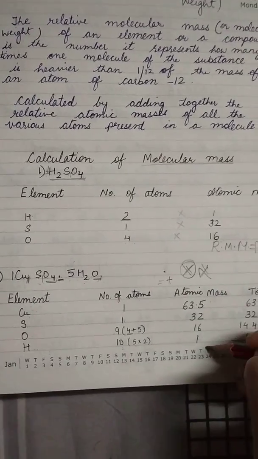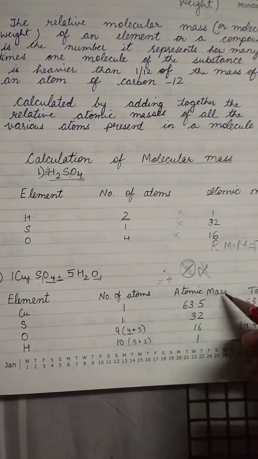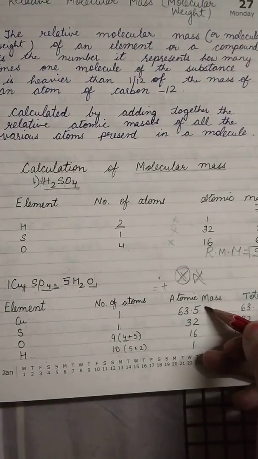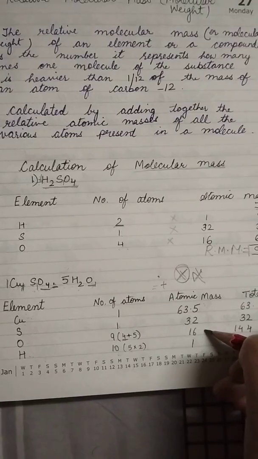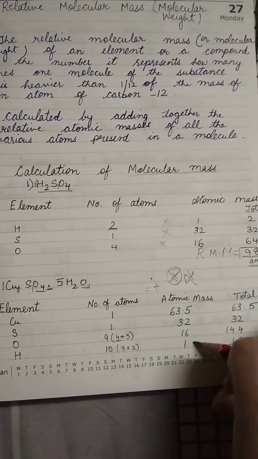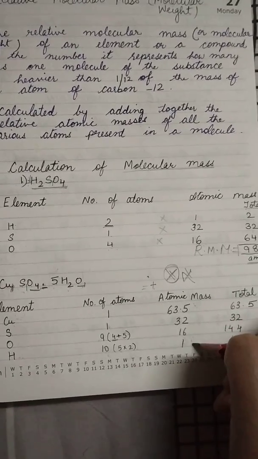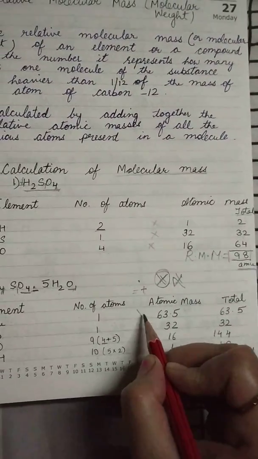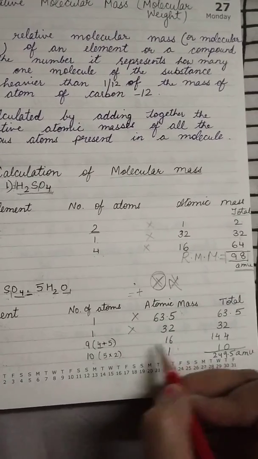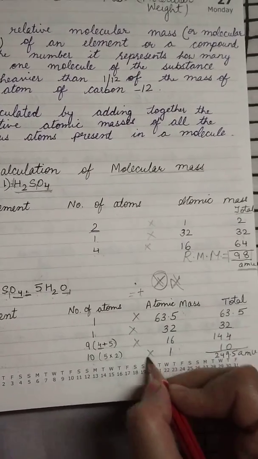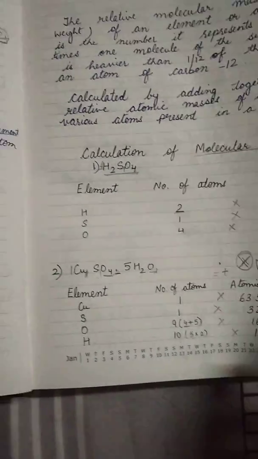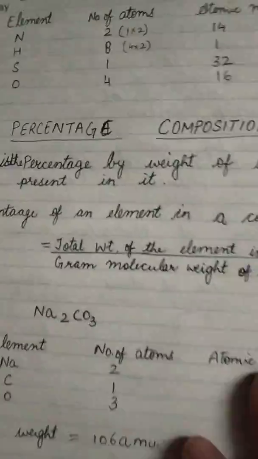Now simply write the atomic masses respectively. Only one mistake can be made in this case, that you write them somewhere up and down, so that has not to be done. Now atomic masses are written for each and every element, and then simply multiplication: 1 into 63.5, 1 into 32, 9 into 16, then 10 into 1, and then adding them up. So that is the relative molecular mass, and the unit is written.